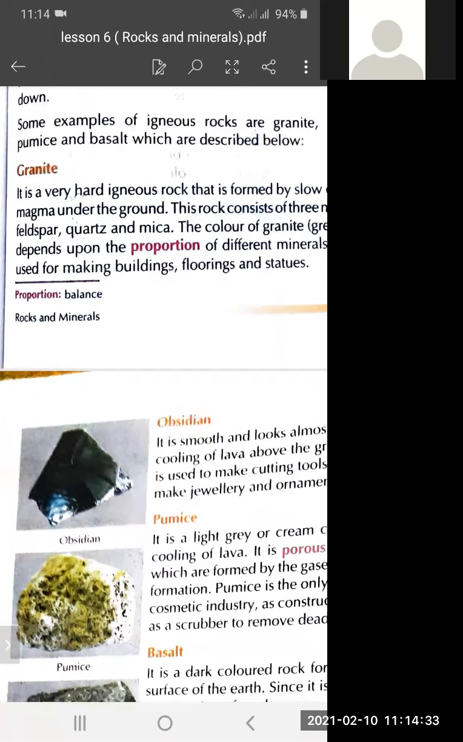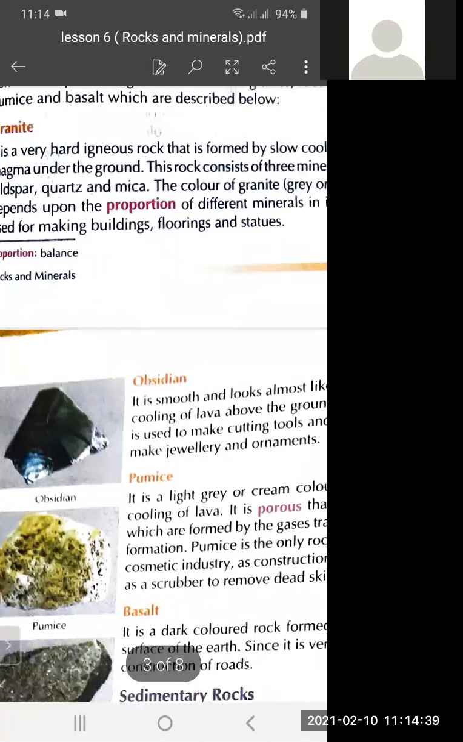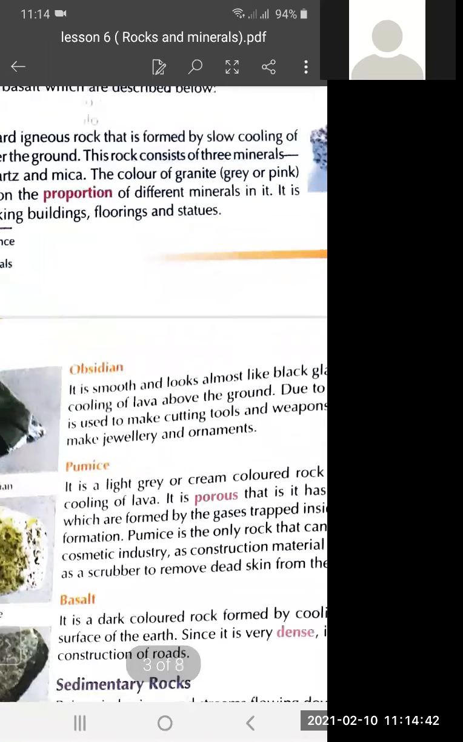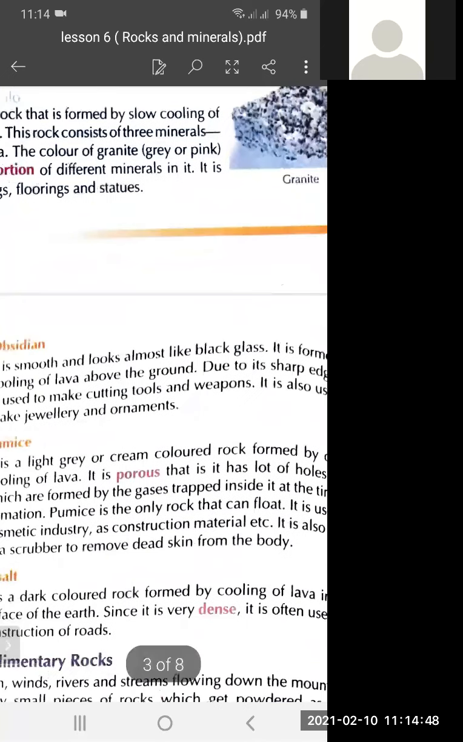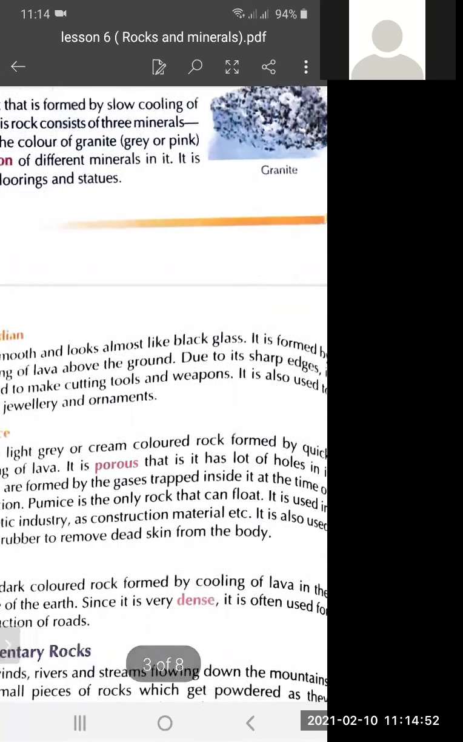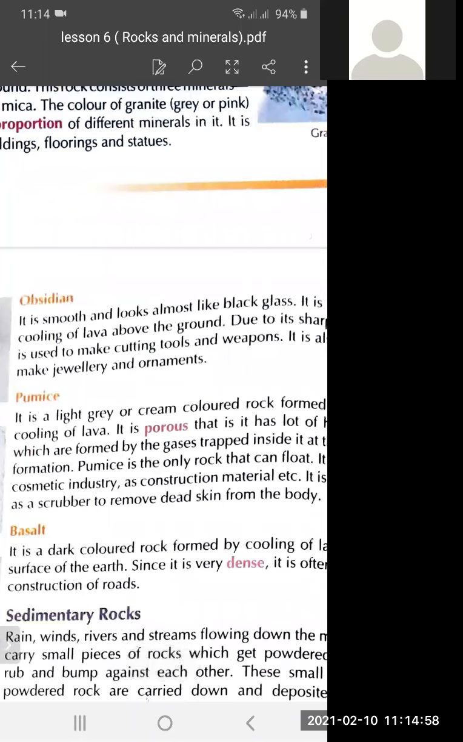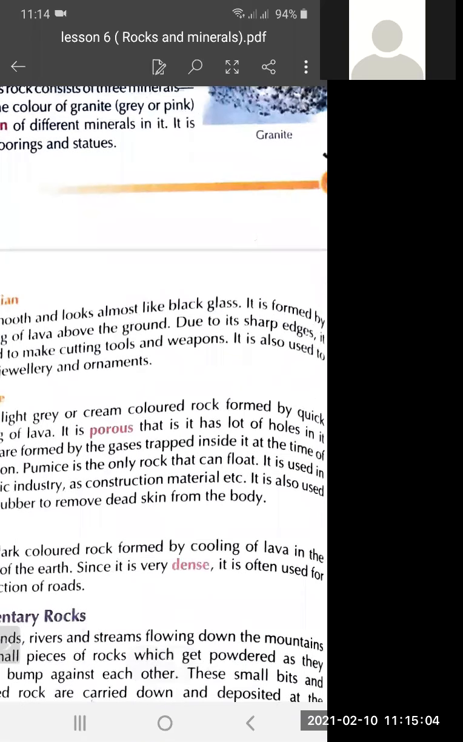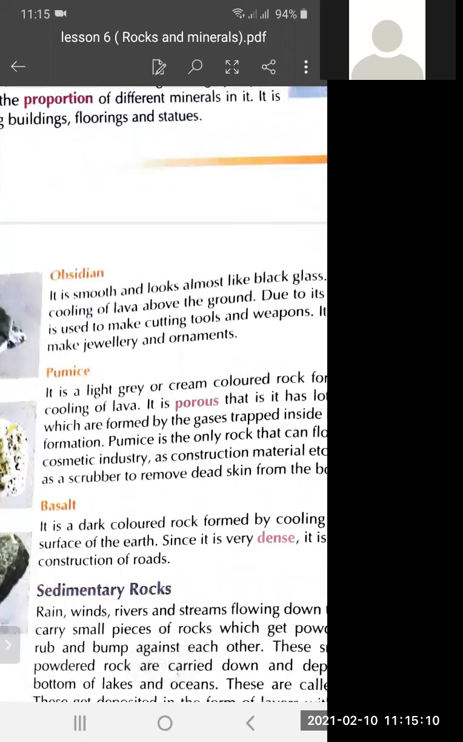Now, students, we will study obsidian. It is smooth and looks almost like black glass. It is formed by cooling of lava above the ground and has sharp edges. It is used to make cutting tools and weapons. It is also used to make jewelry and ornaments.